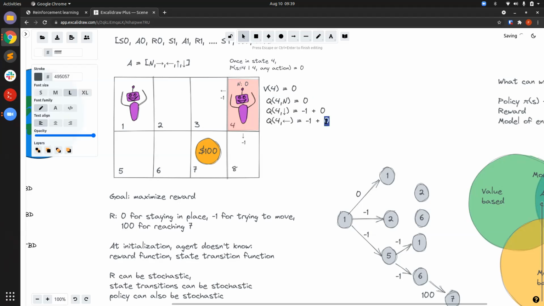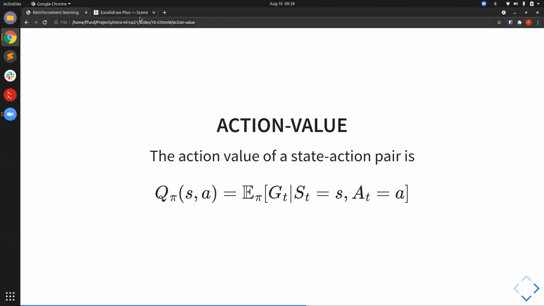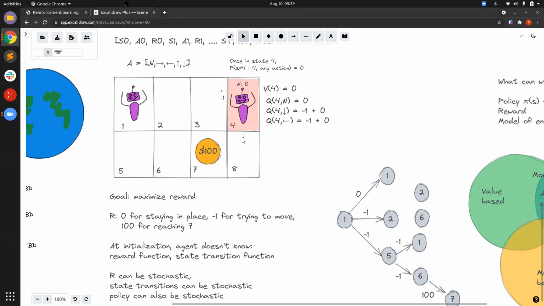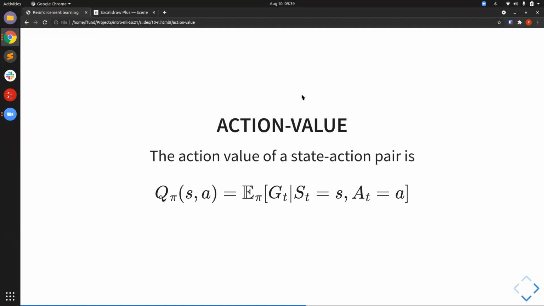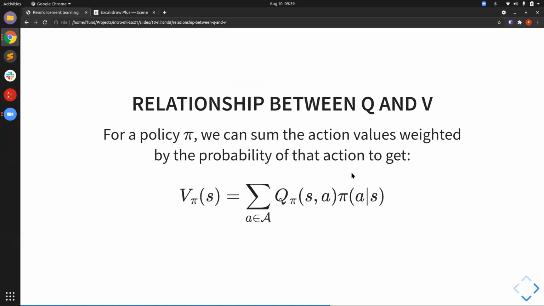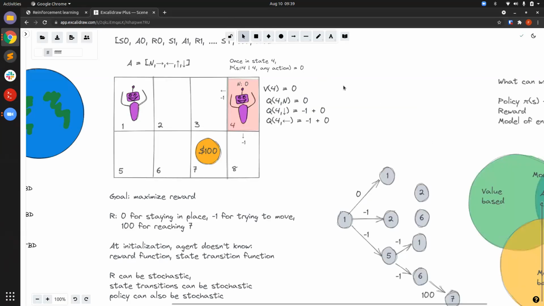And you could see that the discounted future reward is some discounted version of the value function. We can also think of a relationship between Q and V. Given some policy, we can sum the action values weighted by the probability of that action to get the value function. So what does that mean?